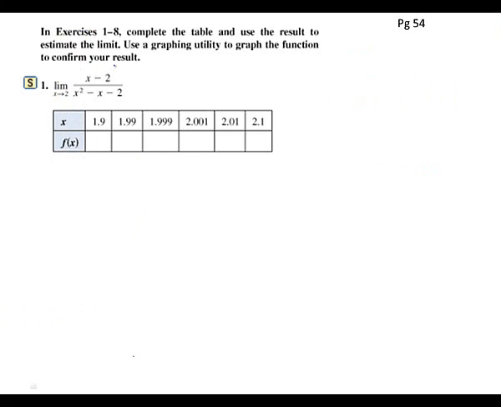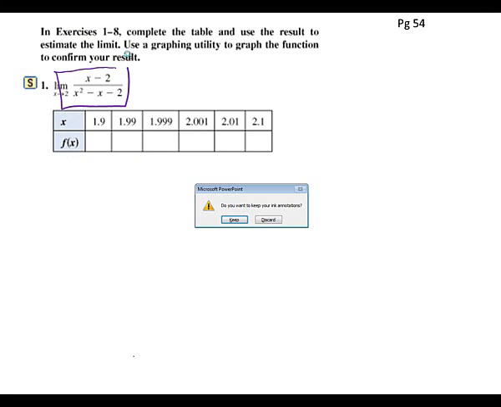All right, so this is a calculator question, right? We're going to take this thing, and I want you to type it into your calculator right now. Okay? So x minus 2, x squared minus x minus 2.